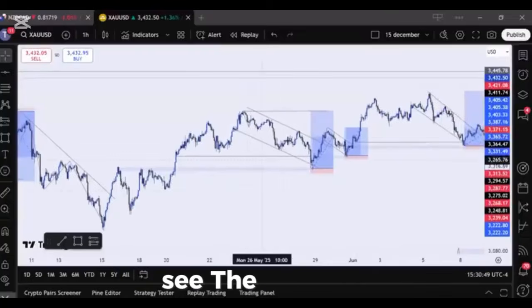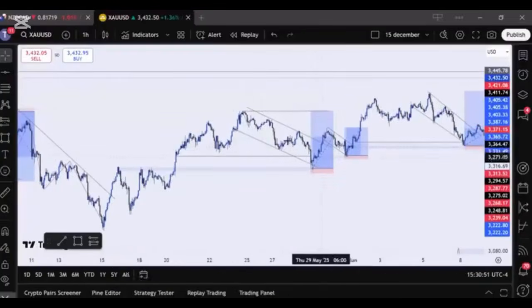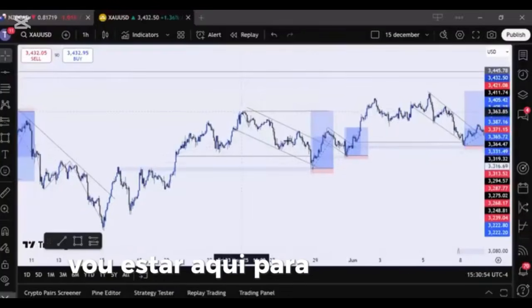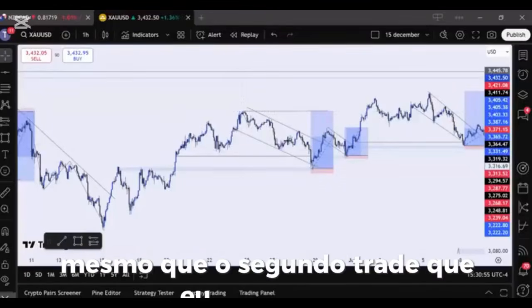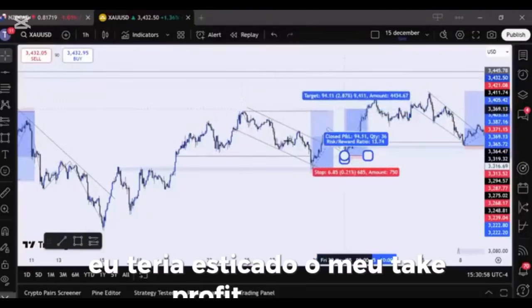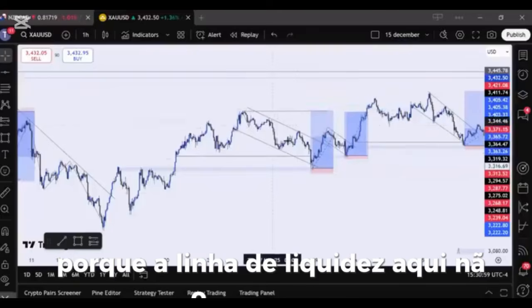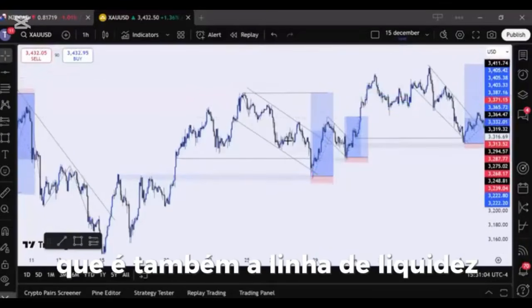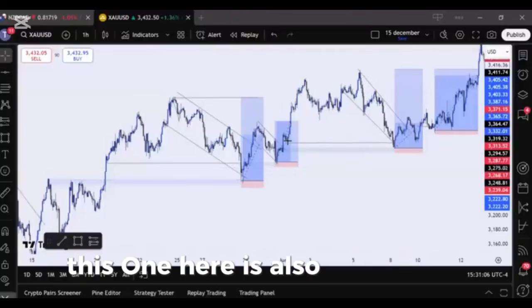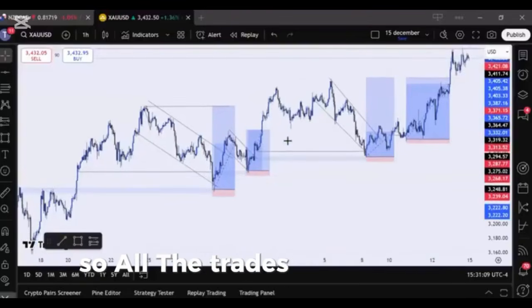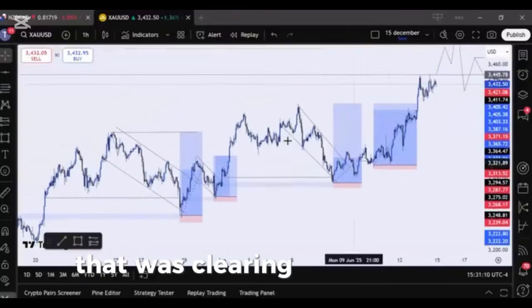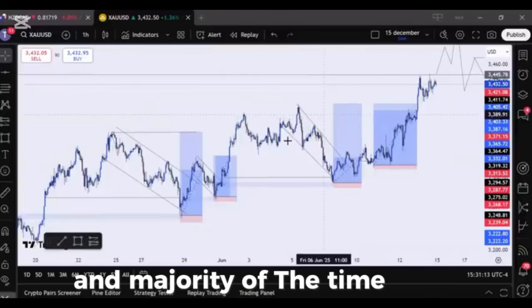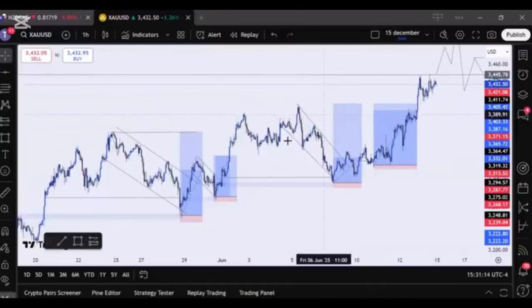See, the first time, trend line liquidity will tell you where your take profit level will be, up here, to create this trend line liquidity. Even the second trade I took here, even if I wanted, I would have stretched my take profit level here because this trend line liquidity here has not been taken out. But I decided to go with the immediate one I can see, which is also this trend line liquidity here. This one here is also trend line liquidity. So all the trades I've taken were aimed at clearing some sort of liquidity, and majority of the time it's trend line liquidity.